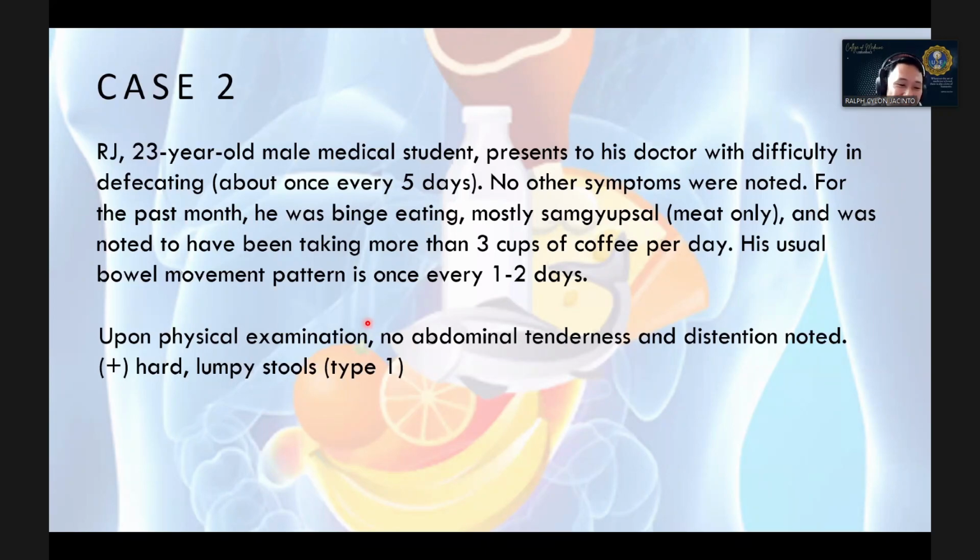So on digital rectal exam, when the doctor did the digital rectal exam, it was noted that there is the presence of hard lumpy stools. So Bristol stool type 1. So if you can remember, if it's type 1, is it diarrhea or constipation? Constipation. 'Di ba? Type 1 is characterized as your goat stool-like stool. Okay. So this is a case of constipation.